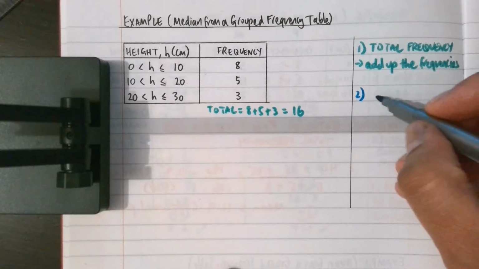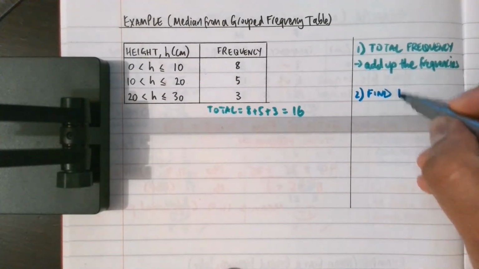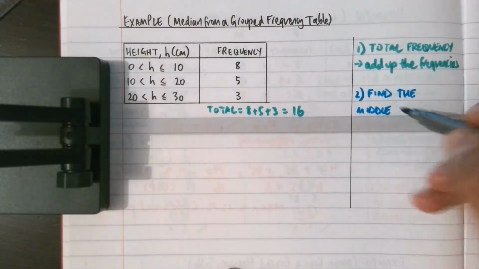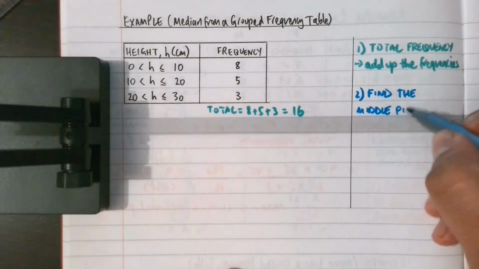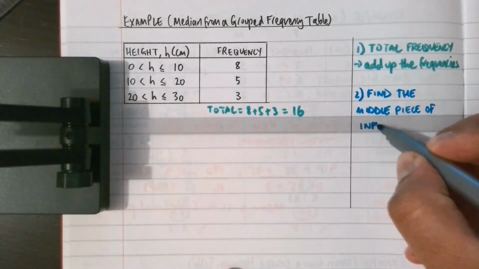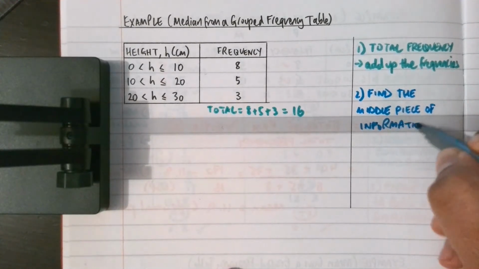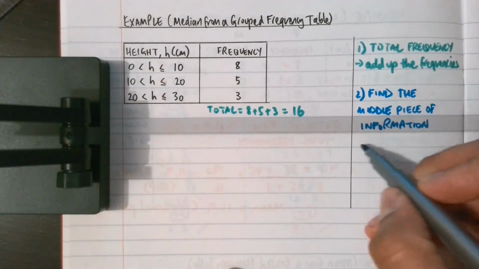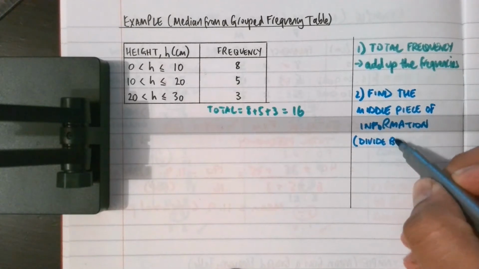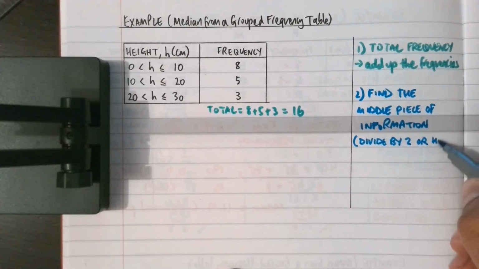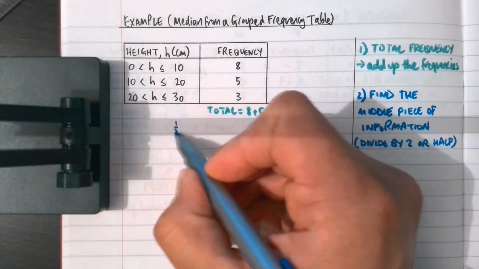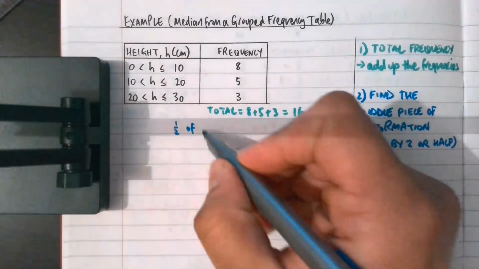The second step is then to find the middle piece of information. We're going to do that by halving the total frequency, or dividing the total frequency by 2, whichever you prefer. So we're going to either divide by 2 or we're going to halve. That will allow us to find the middle piece of information. Currently our data has 16 pieces of information in total. So half of 16 is 8.